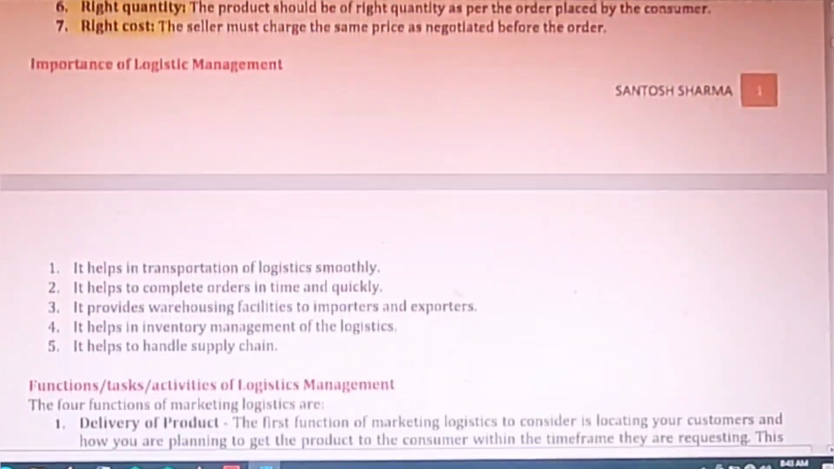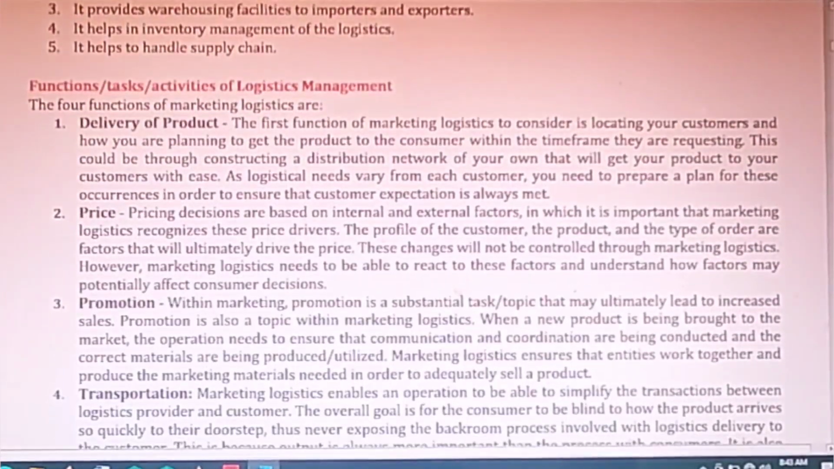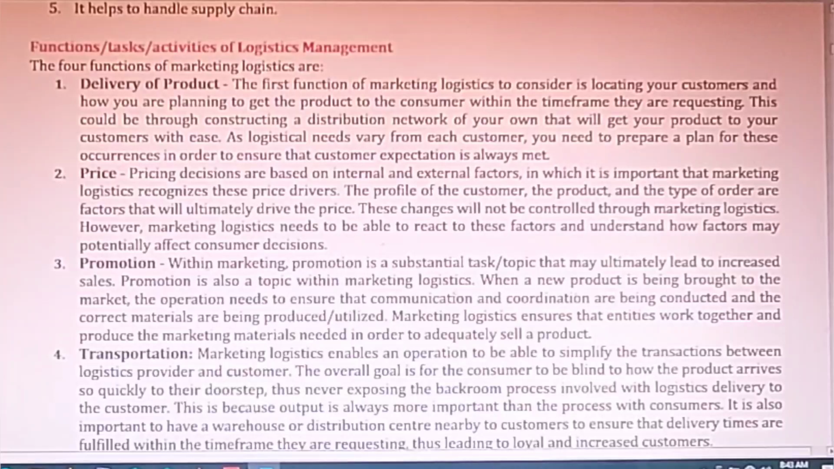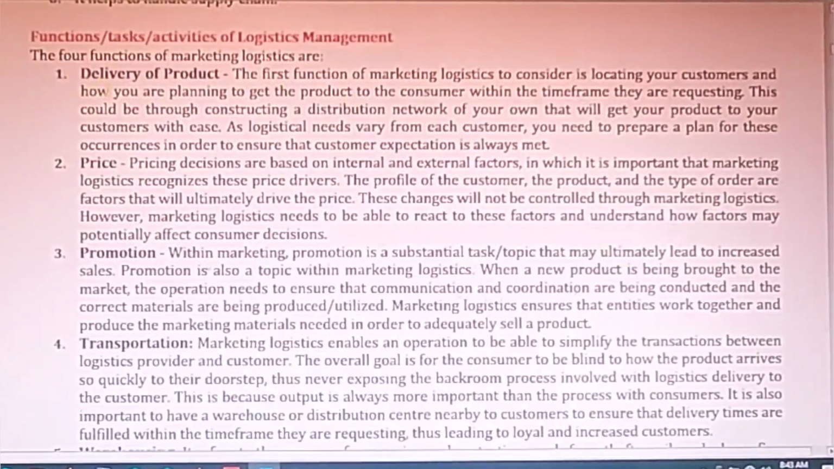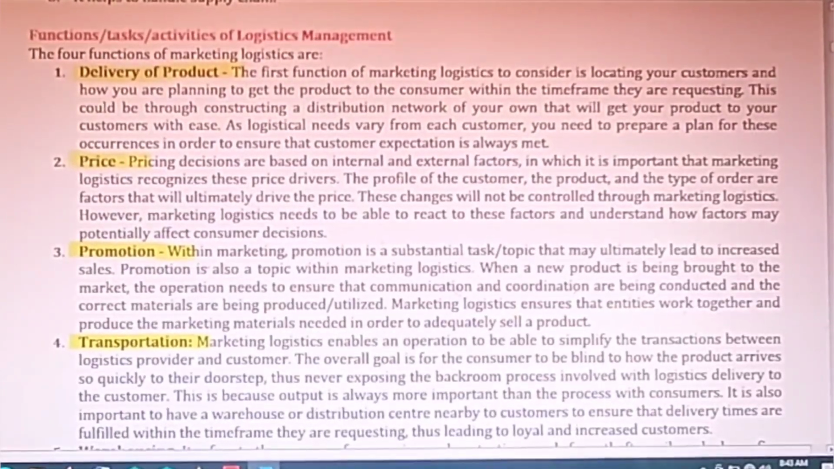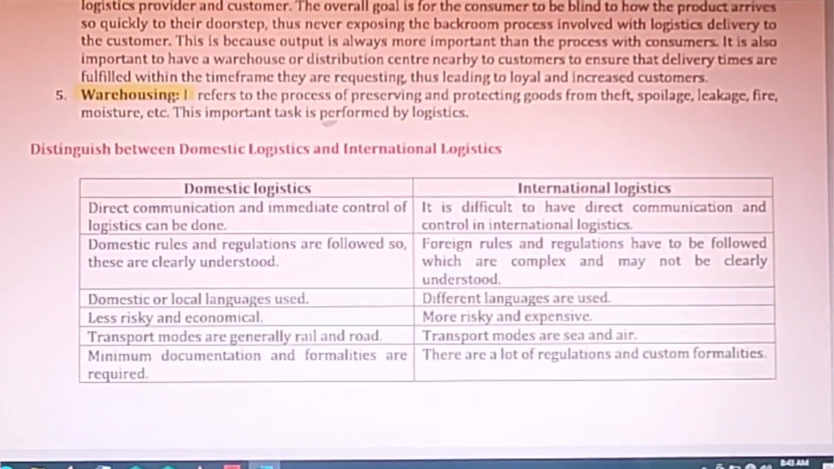Now let's see the importance. It's quite easy to write the importance. We know about this. Okay, now let's see the main functions or tasks or activities of logistics management. Firstly, to make the good delivery of the product, right time delivery at right place, and to charge reasonable prices, and to promote the product, then to transport the goods from manufacturer's point or supplier's point to the customer, and to provide warehousing facilities. So these are the main 5 functions of logistics management.